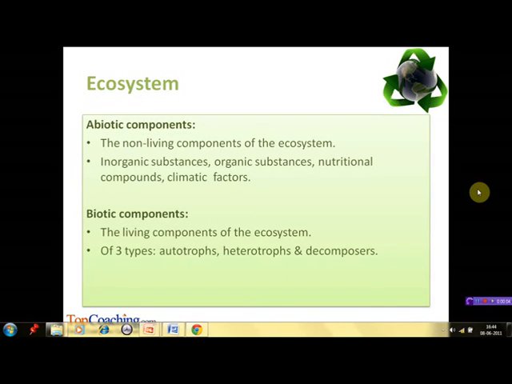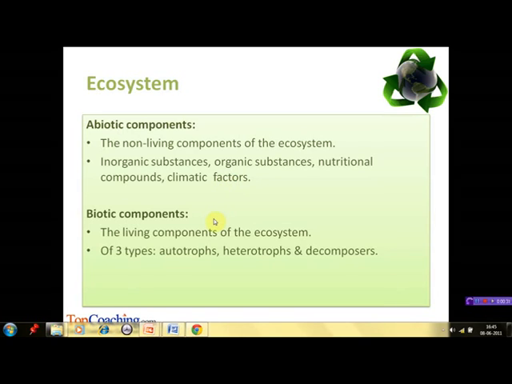As we discussed earlier, ecosystem has two types of components: the abiotic or the non-living components of the ecosystem, which include inorganic substances such as chemicals, gases, water, organic substances like humus, nutritional compounds such as fats, proteins, and climatic factors like soil, light, temperature, salinity, etc.